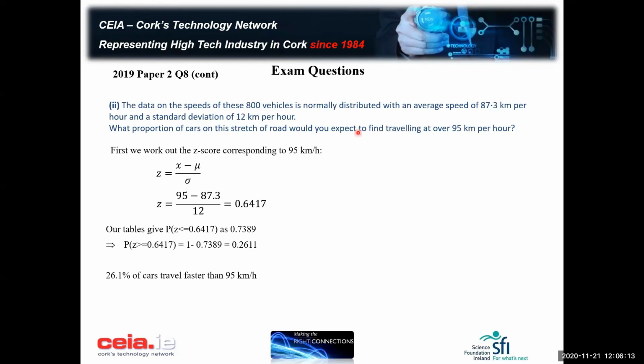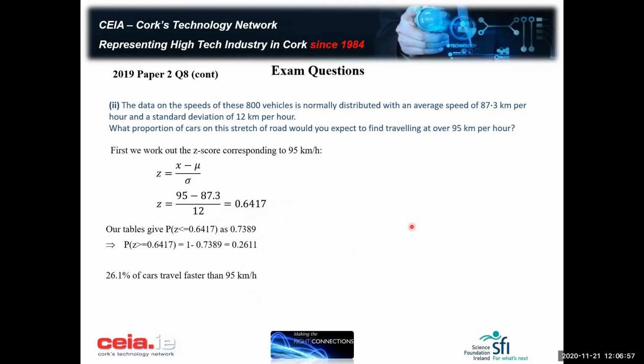Now, in this case, there's no mention of 95%. You can't use the empirical rule. You're going to need to use a z-score in this case. So we work out the z-score corresponding to the value of 95. As usual, z is x minus mu over sigma. We have the x, which is 95. We have the average mu, which is 87.3, over 12. And that is a z-score of 0.6417.